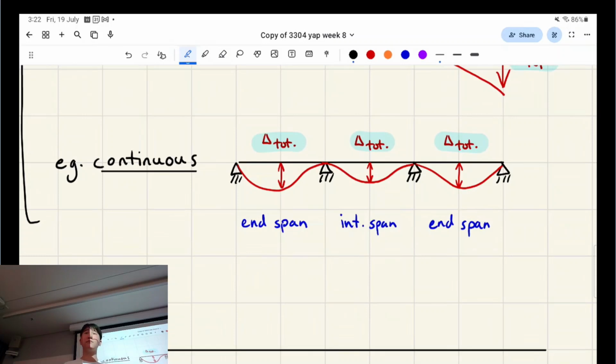Wait, so the rule is always taken in the middle, right? Sorry? It's always taken in the middle, right? Yep. Okay, what if we have a continuous beam that looks like this?